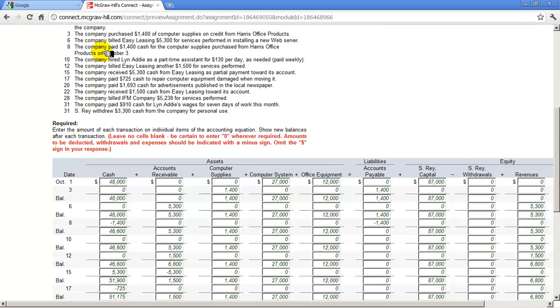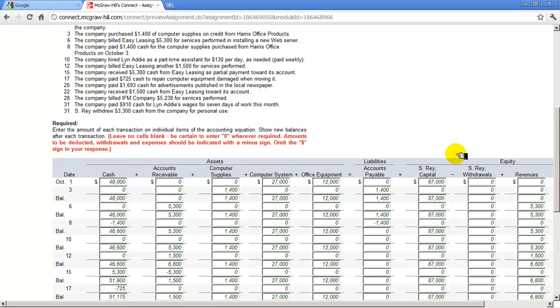Then on the 6th, the company billed Easy Leasing $5,300 for services performed in installing a new web server. This is why we're in business, is to have customers that we perform services for. So we didn't get any money from this. We did the work and then billed the customer. So that requires us to increase something called accounts receivable, which they're going to pay us eventually, but in the meantime we're going to send them a bill, and when we do that, we'll increase this accounts receivable account by the amount of our work, which was $5,300, and also increase revenues over here, $5,300.